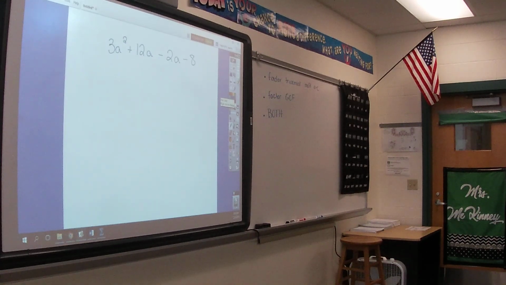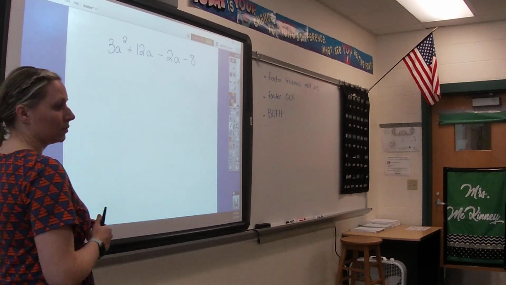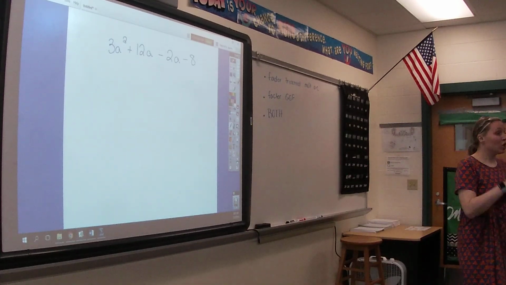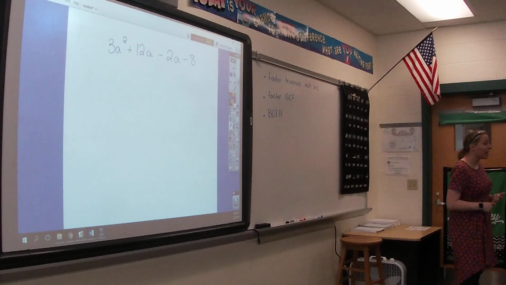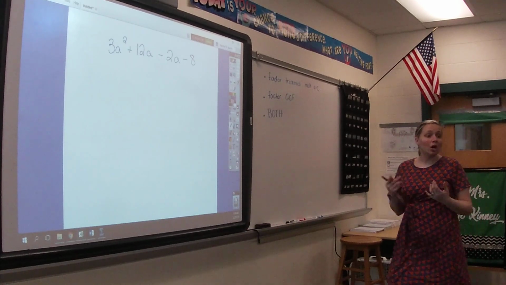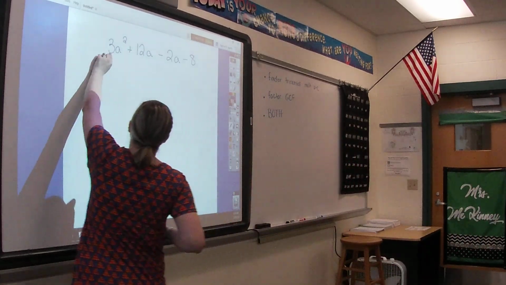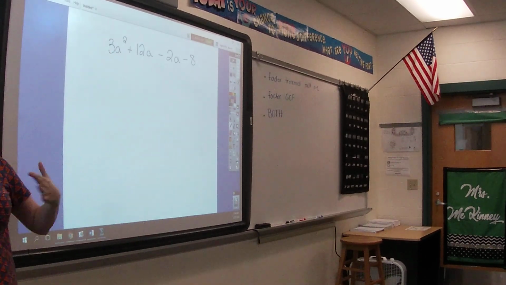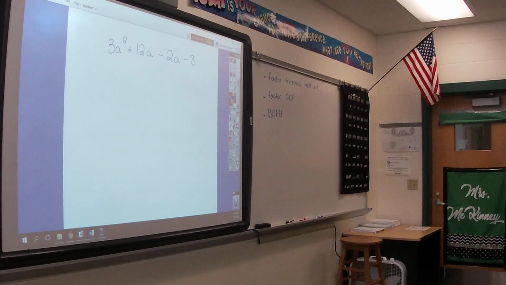Okay, so if we look at this one, step 1 says look for a GCF. Do we see a GCF? No, right? They don't all have the variables, so we know we can't pull out a letter. And they don't all have a common factor other than 1, right? Even if we get close and we think 2, it doesn't work over here. So no GCF. So we skip step 1 and we go to step 2.